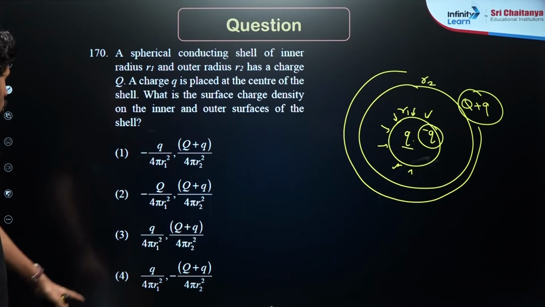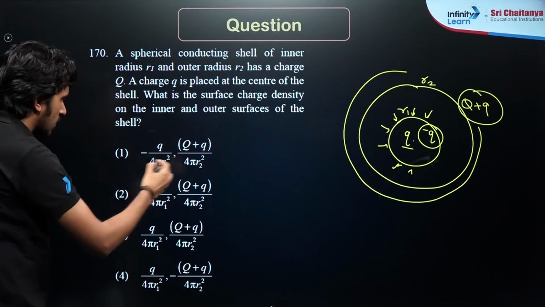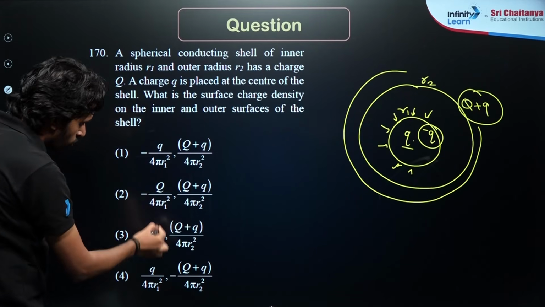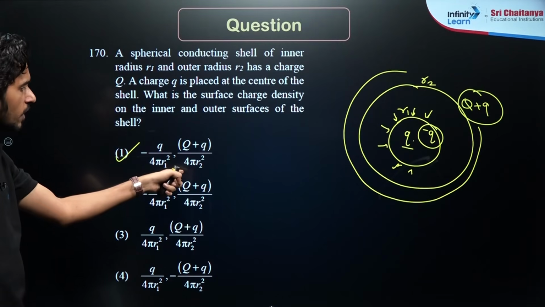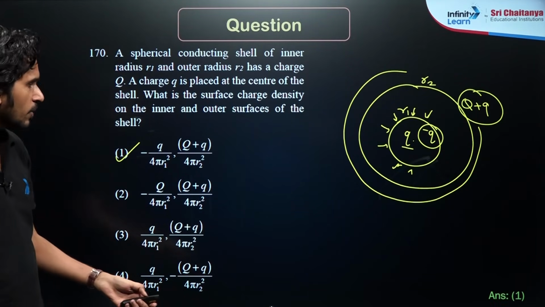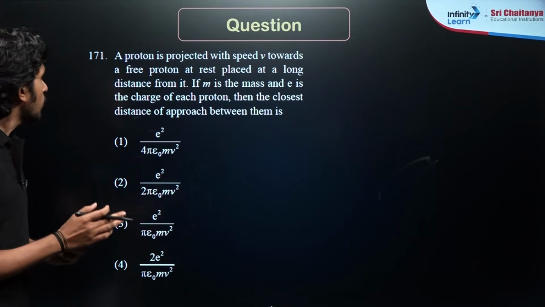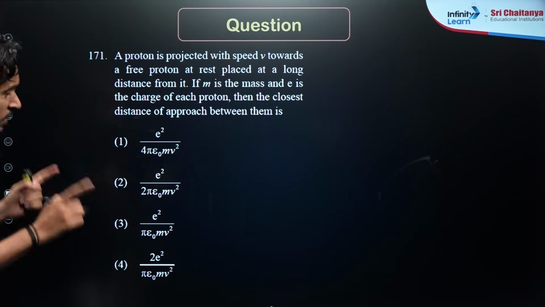So q by 4 pi r square for inner, and that is minus q charge. So minus q by 4 pi r square, option A. And on outer plus q by 4 pi r2 square, option number 1. Simple problem. Then we have a proton is projected with speed v towards a free proton.